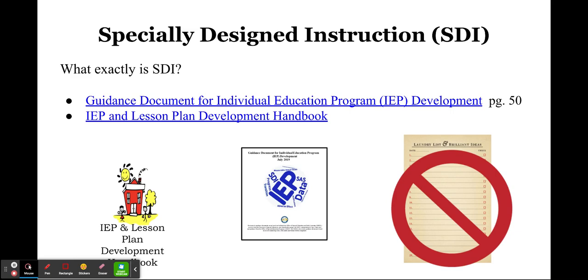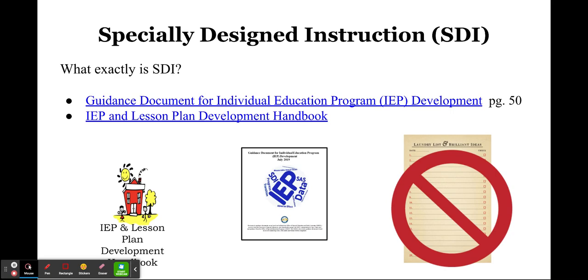One thing also to remember is that SDI is not a laundry list. We aren't throwing out a bunch of strategies on the IEP and hoping one of them will stick. Think about Charlie's reading goal. What SDI would he need? So first thing, reading instruction using adaptive text. We already said that he needed the text adapted with pictures, so we're going to include that in the SDI.